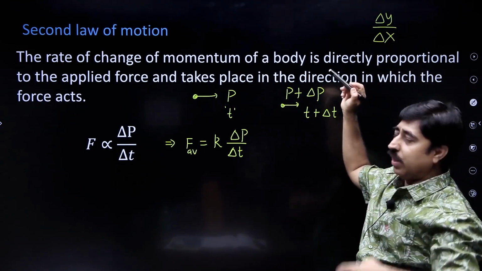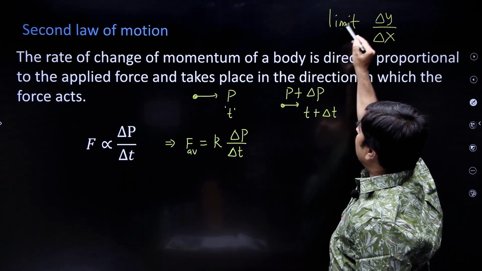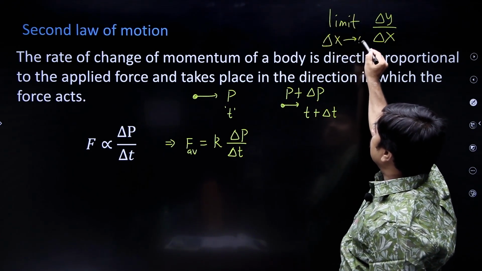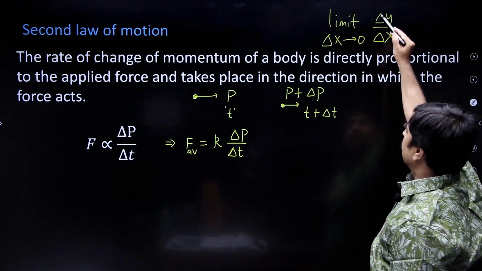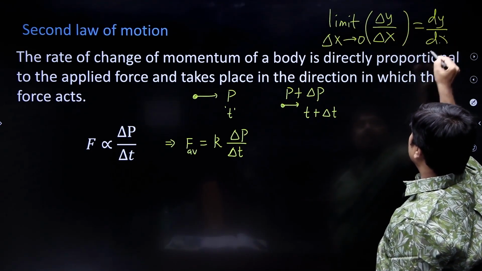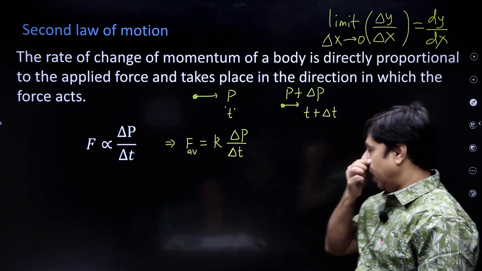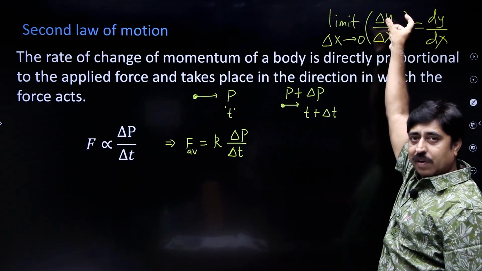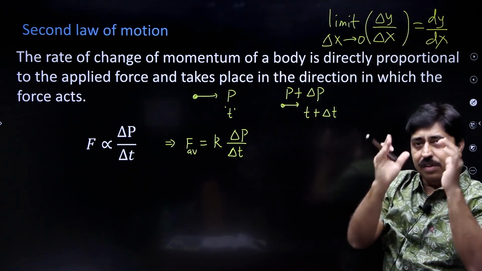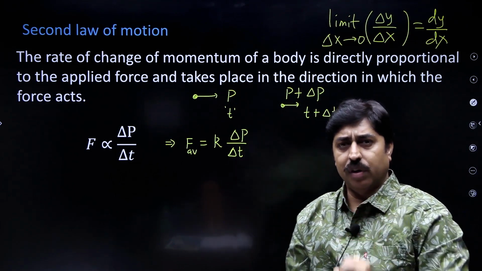I hope all of you know that delta y by delta x, when delta x is made very small, when delta x is tending to 0, is written as dy by dx in mathematics. It is read as differentiation of y with respect to x. What does it mean actually? It is nothing but delta y, change in y, by change in x, the ratio when delta x is extremely small.